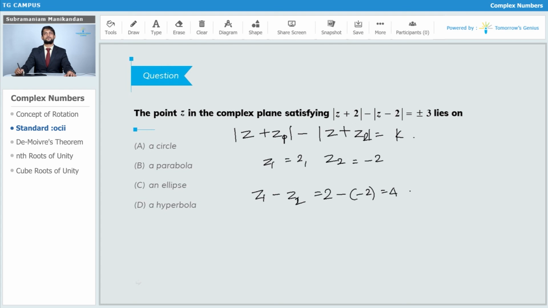And 4 is greater than 3, right? So the condition is that the constant should be less than modulus of z1 minus z2, in which case it will be a hyperbola. And here it is found to be true, so therefore this equation represents a hyperbola. So therefore the point z lies on a hyperbola. Option D.